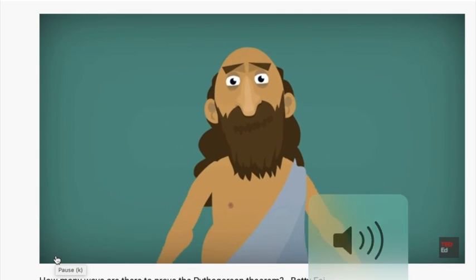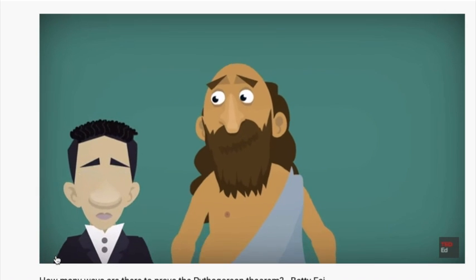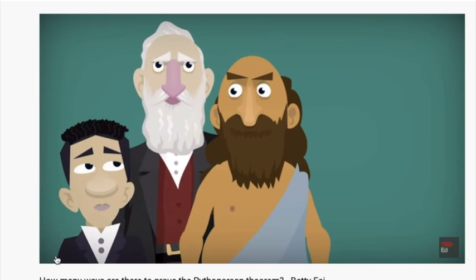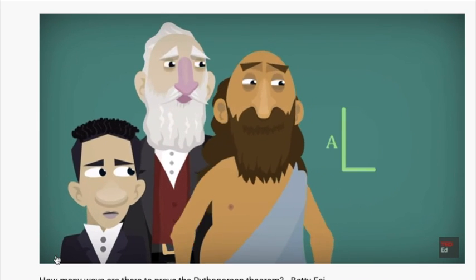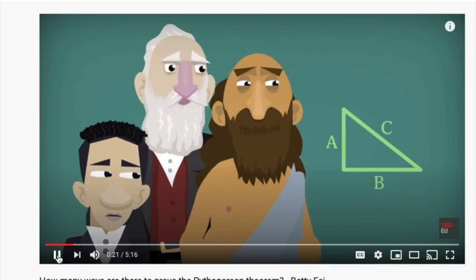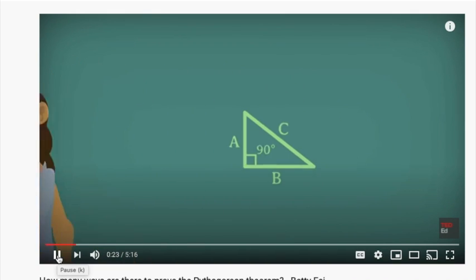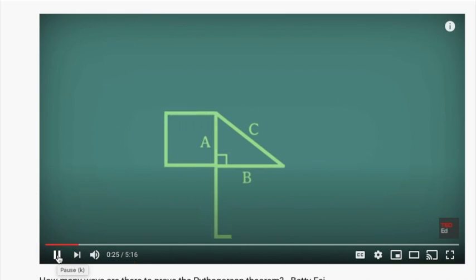What do Euclid, 12-year-old Einstein, and American President James Garfield have in common? They all came up with elegant proofs for the famous Pythagorean theorem, the rule that says for a right triangle, the square of one side plus the square of the other side is equal to the square of the hypotenuse.